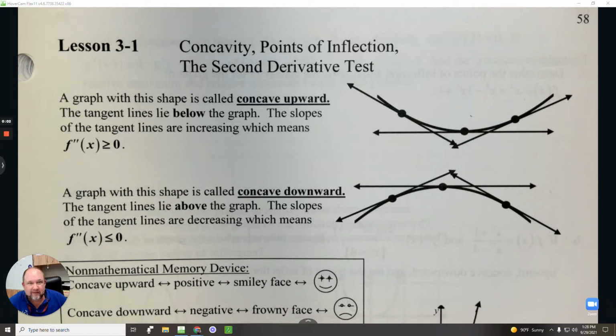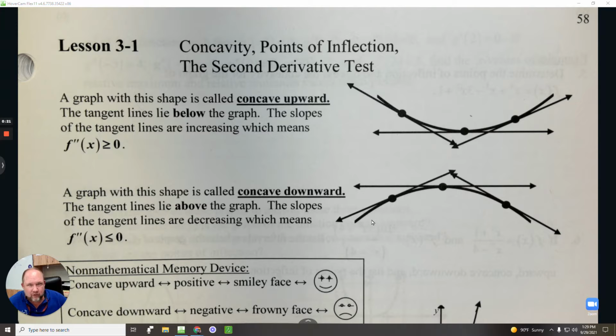All right, lesson 3.1, concavity, points of inflection, second derivative test. A graph with this shape, it looks like it smiles at you, is called concave up. The slopes are increasing left to right when it's concave up, and the second derivative is greater than or equal to 0, meaning the second derivative is positive.